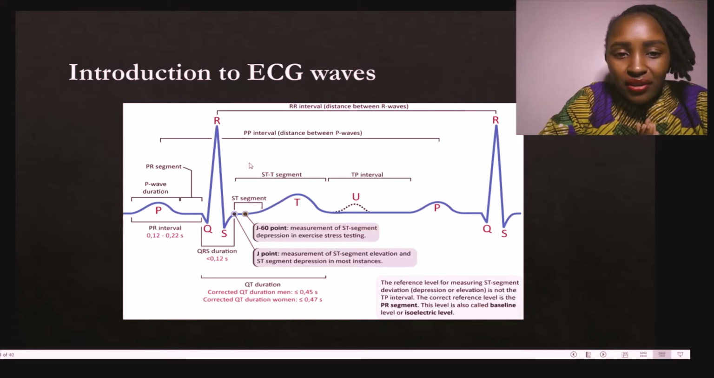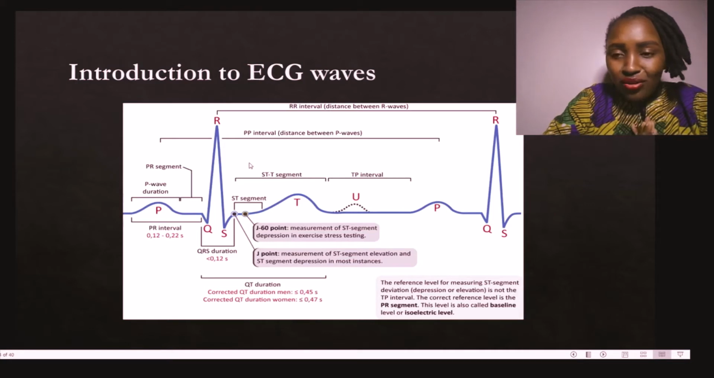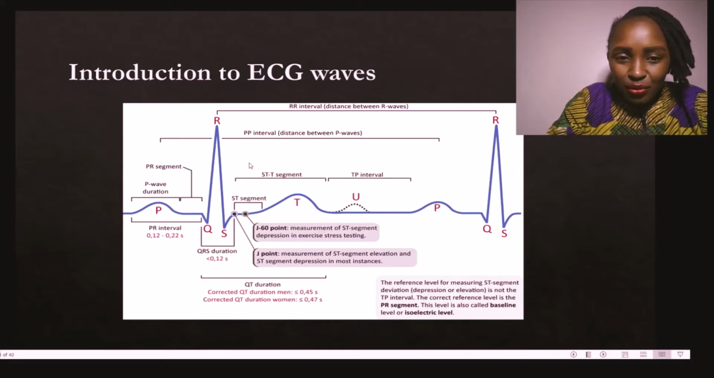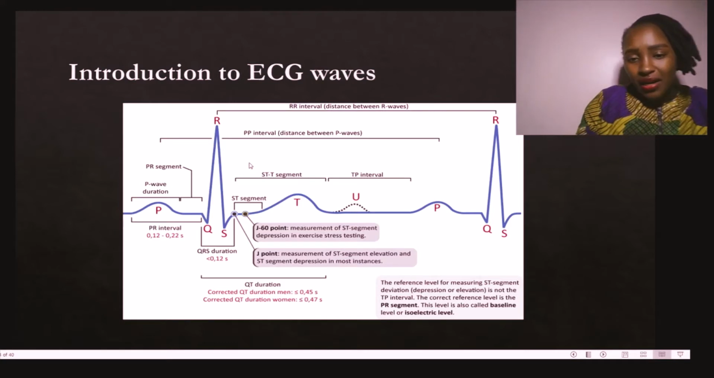The R wave is at the peak of the QRS complex, and that is what you use to calculate your heart rate in the ECG. It is important to know that, because the distance from the first R to the next R wave tells you how regular that rhythm is and what the rate is.